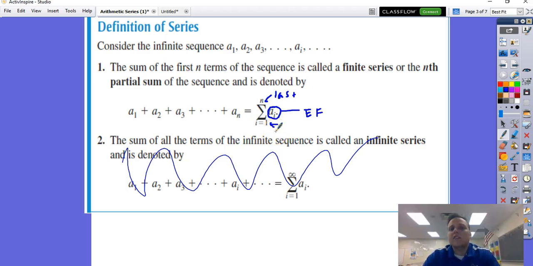This notation just stands for the sum of an arithmetic series. Again, you just start with i equals 1, so that means they want you to start with the first term, go to the last term, and use this explicit formula to get those two terms.